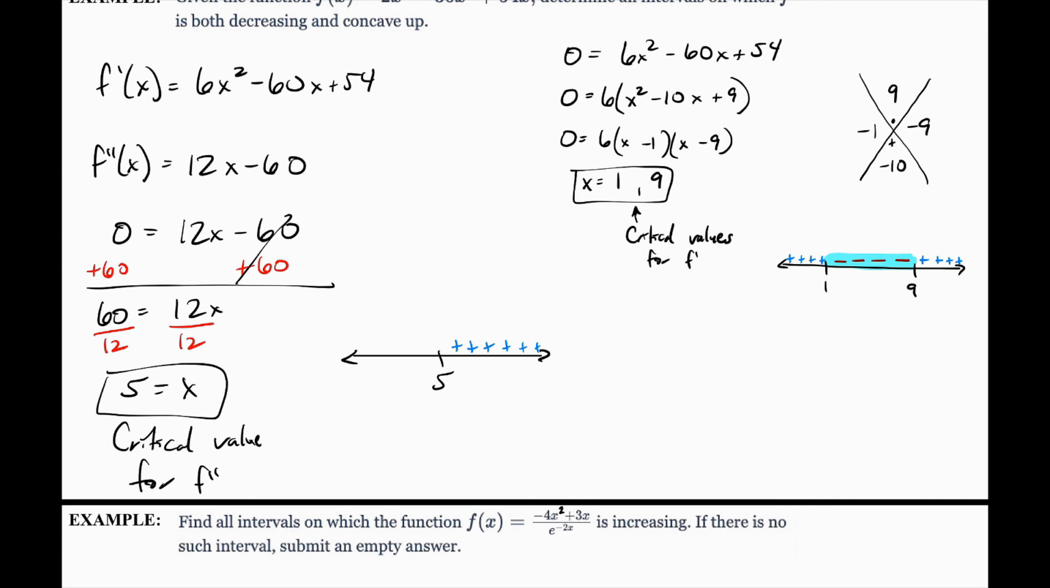Okay. Plug in a number less than 5. 0. If I plug in 0 here, that's 0. Minus 60 is a negative number. So this is where I'm focused on here. Use a different color.